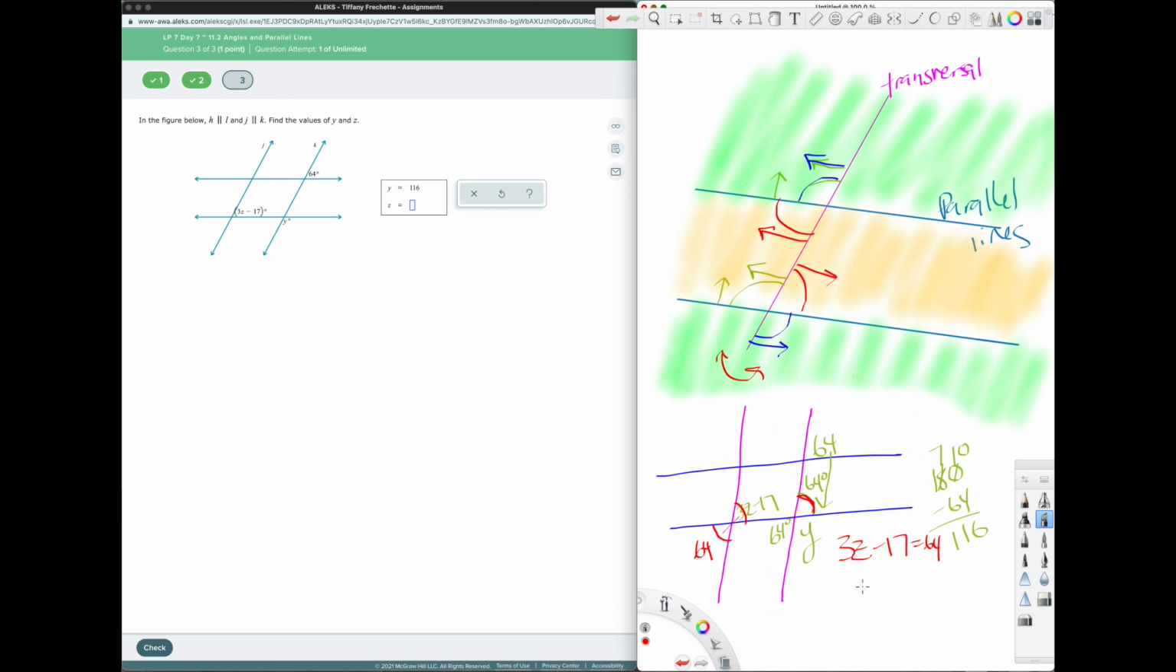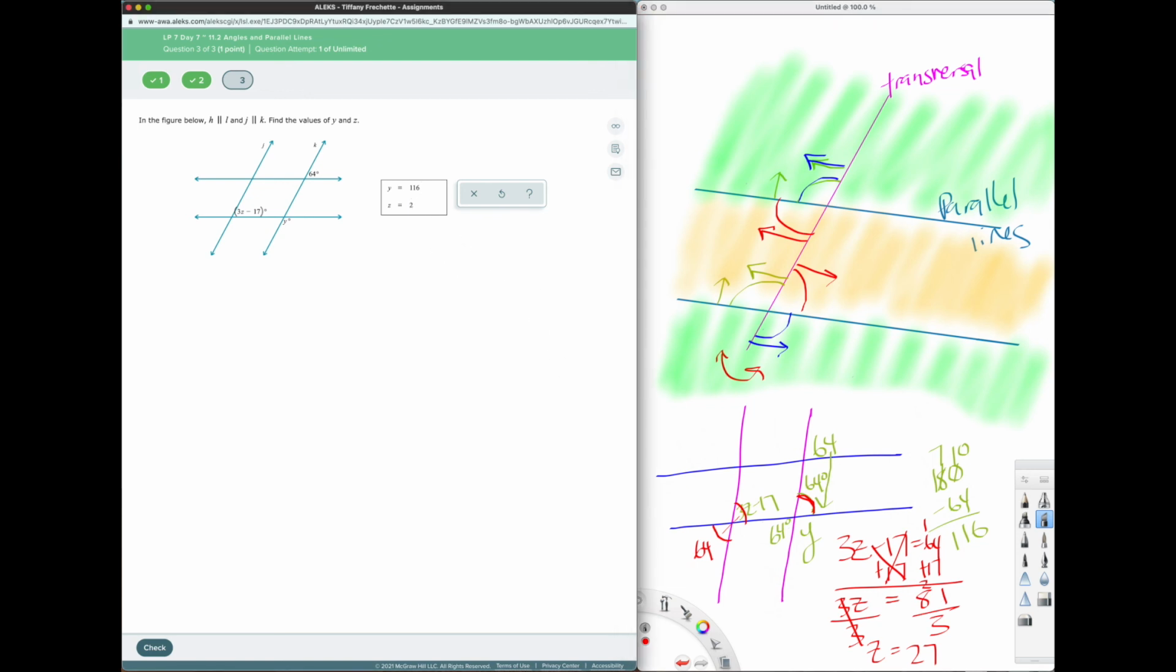All right, so now we have plus 17. 3z, 17 minus 17 cancels, and I get 64 plus 17, that's 81, and then I'm going to divide by 3 on both sides. So z equals, and I believe 3 goes in 8 twice with 2 left over, and it goes in 7 times there. So I'm just kind of putting my leftover there so that I could easily do the division. All right, 27.